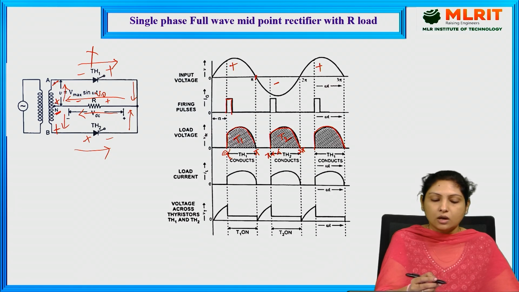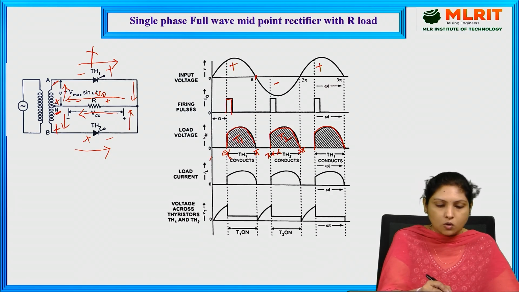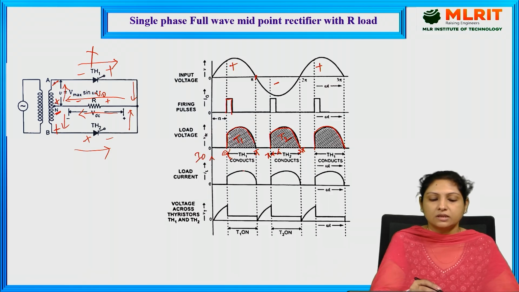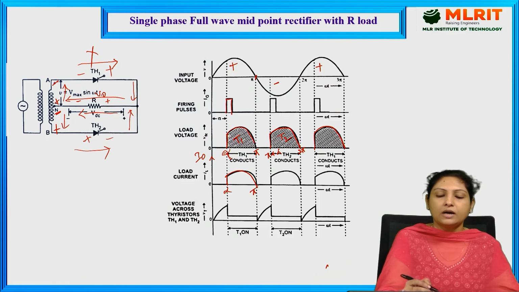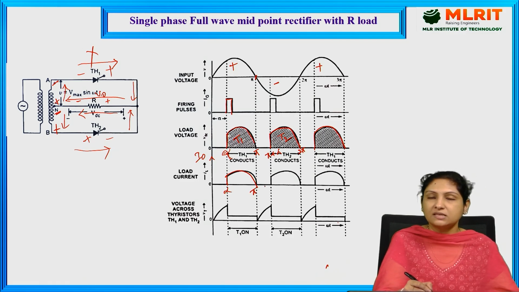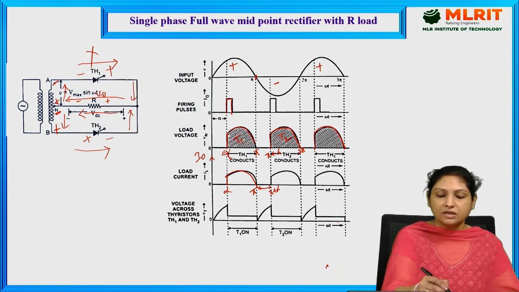And talking about the output current, the moment the thyristor conducts, the current starts flowing through the load right from alpha to pi. Again, at this instant called pi, since the thyristor is turned off, it remains off from pi to pi plus alpha, and the moment it reaches pi plus alpha, here we are providing the triggering pulse for thyristor 2. Here thyristor 1, thyristor 2 and thyristor 1.